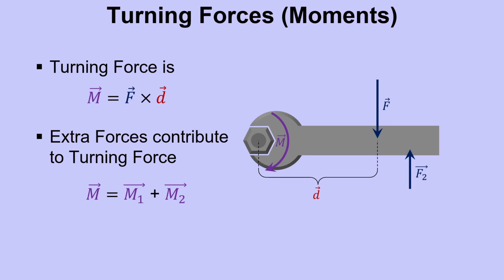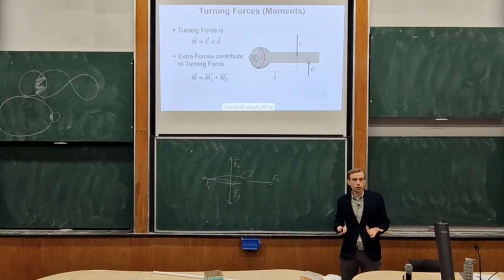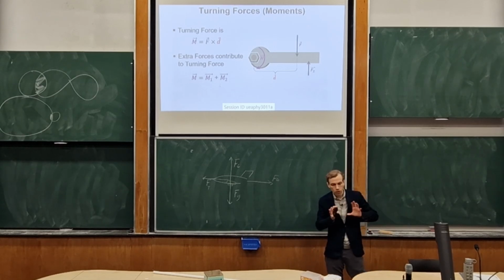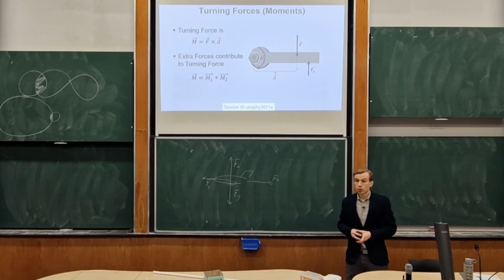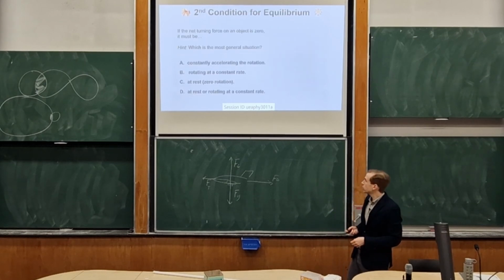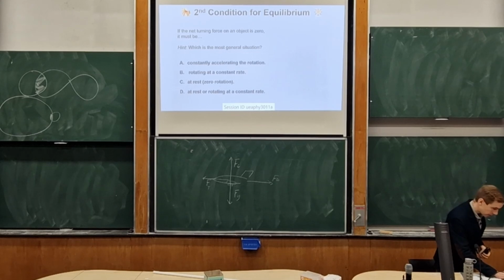And we can calculate what the total turning moment of something is just by adding together what the turning forces are. So we've got another question to think about here, because previously we were looking at the equilibrium of things when we think about them moving around, but we can also think about the equilibrium of things when they're rotating. So let's have a think about this one. Let me just start this question up here.